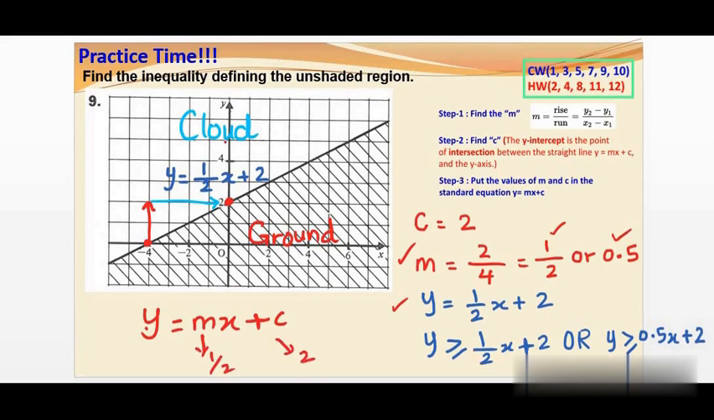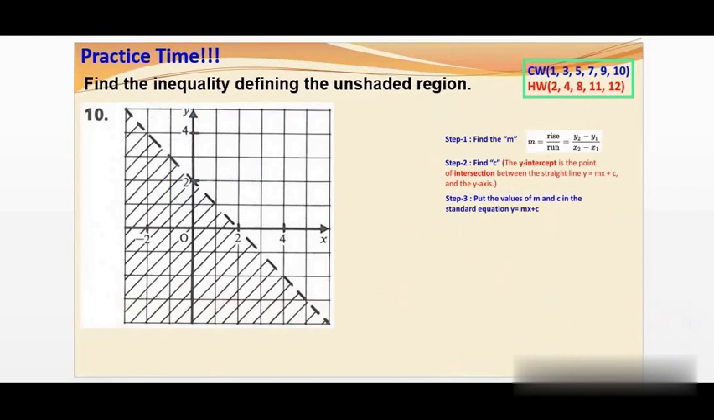Then because the cloud is unshaded and the ground is shaded, that's why we have the greater values in the cloud region. So we will say y is greater than or equal to half x plus 2. Why is it greater than or equal to? Because of the solid line. And similarly, this half can be replaced by 0.5. So you can say both these answers are correct. Either you can keep it as half or you can change it into 0.5. Solve this question number 10 on your own and then play the video to check your answer.